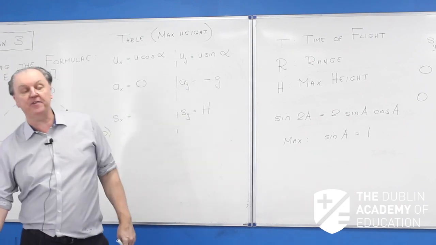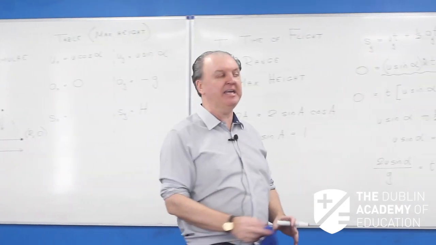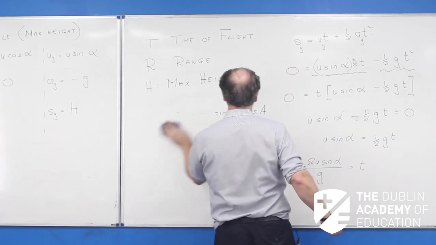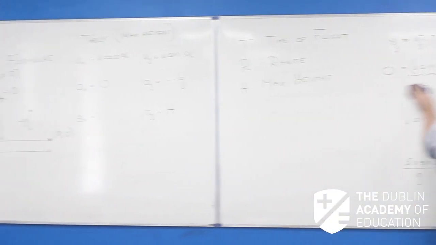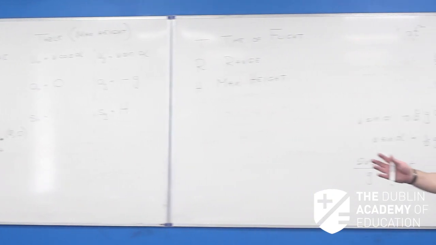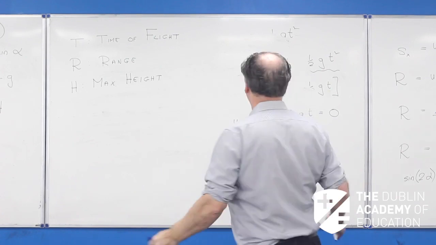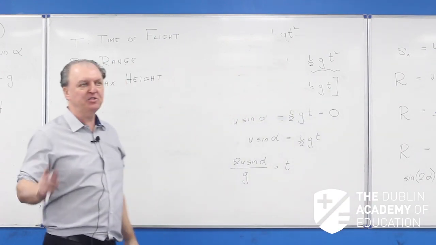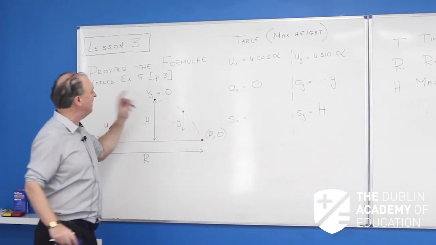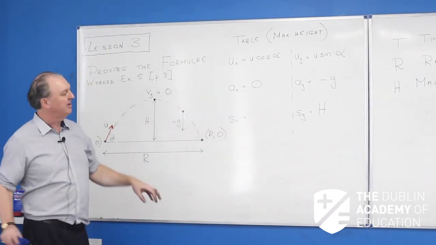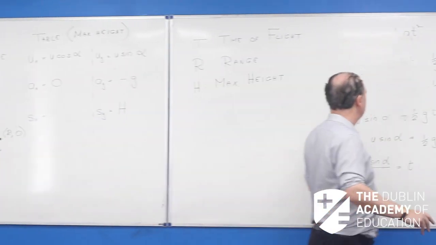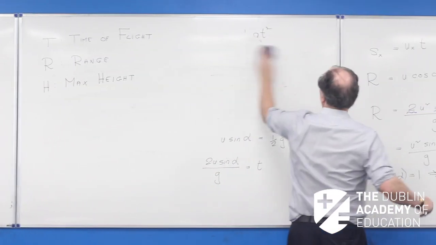Well, it'd be good to find, like we did before, how long it takes to reach the maximum height. By the way, the whole thing is symmetric. We're going to work it out anyway. We just should see this. Because it's symmetric, the time it takes to reach the maximum height will be exactly half the time of flight.